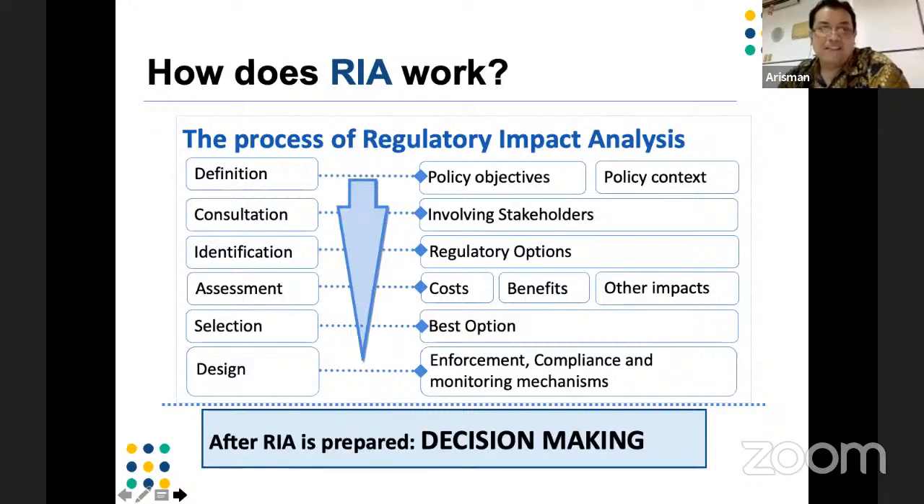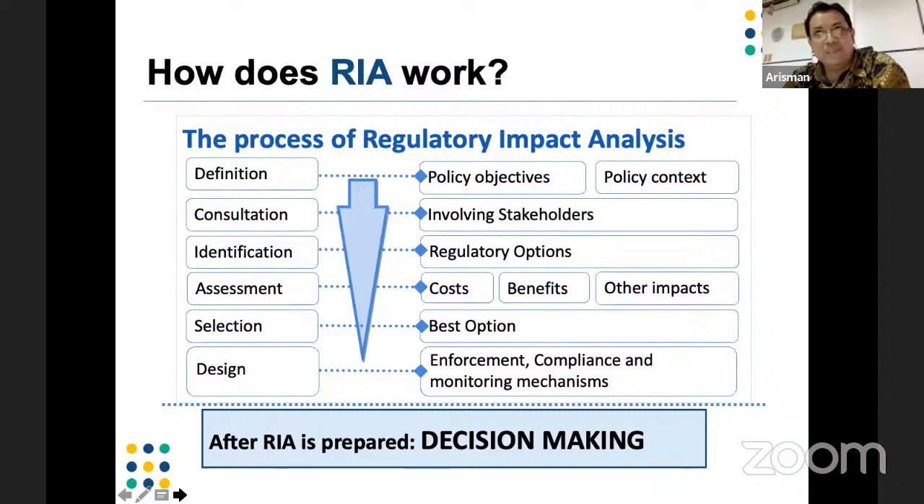And of course, it should be prepared early in the regulatory process. How does RIA, or regulatory impact analysis, work? The first step is after we define the policy objective and the policy context, and then the next step is a consultation. Of course, this step should involve all the stakeholders. This is an important step because, like many policies in the local context, it should also involve the local people.